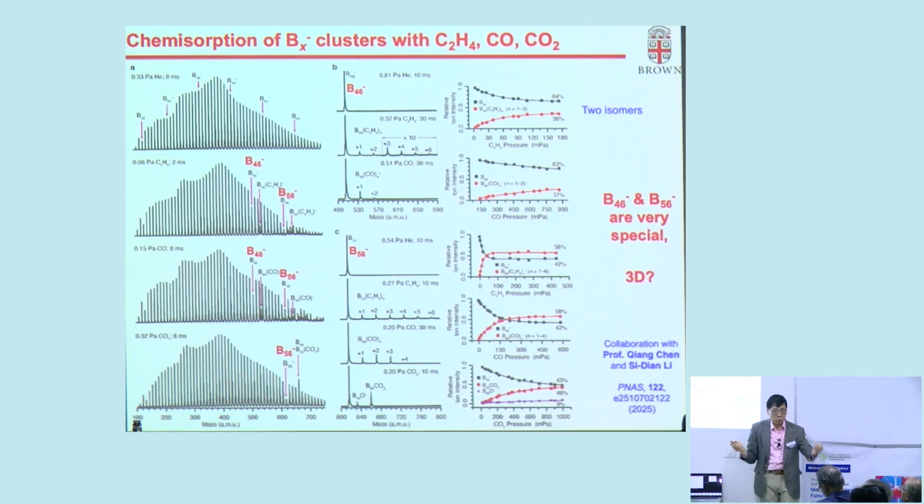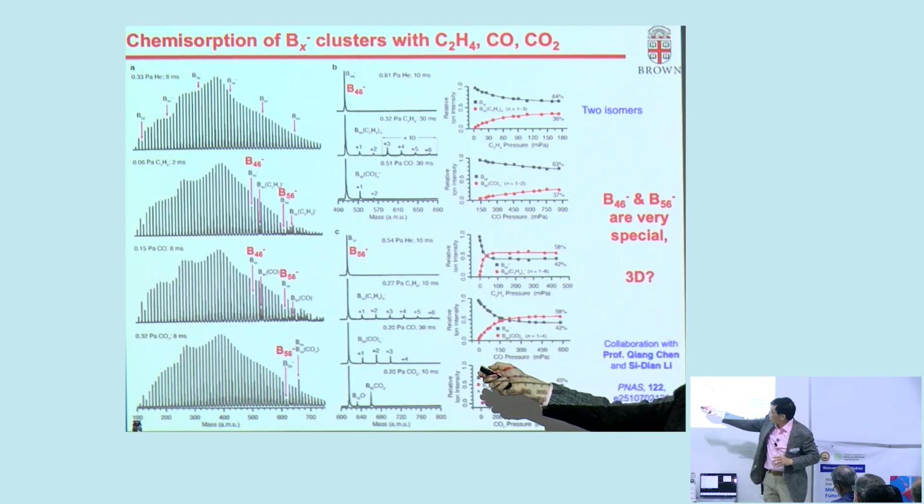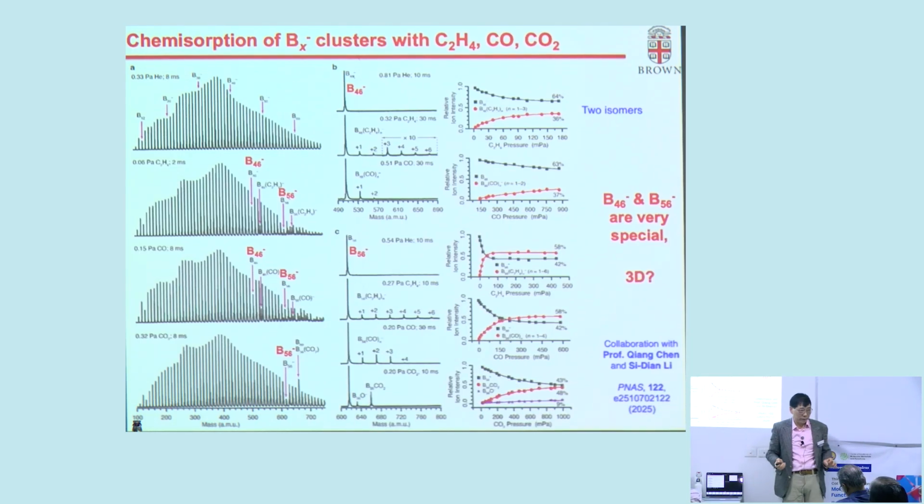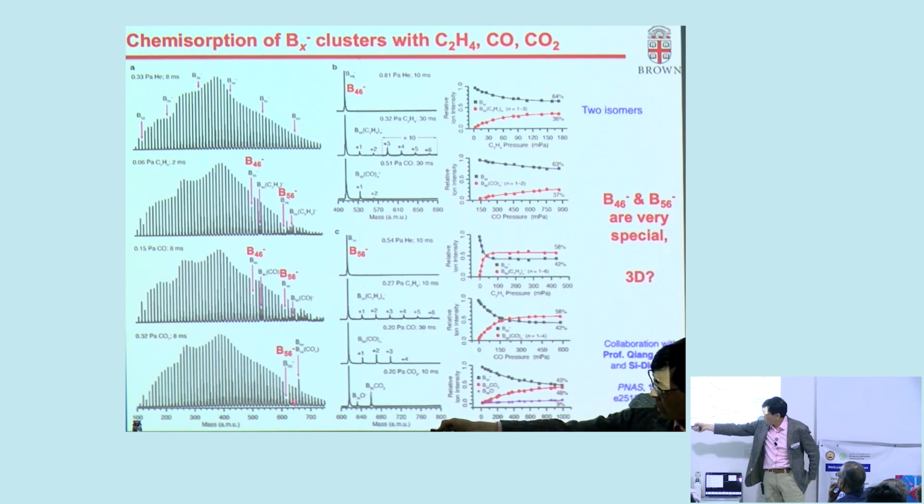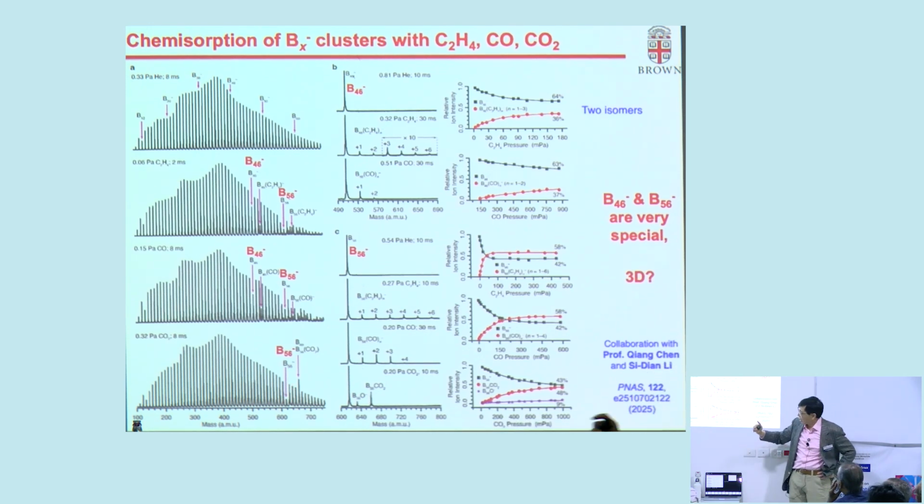46 is probably where the 3-dimensional structure appears, because we know the small clusters are all planar. They are not reactive. So that means the planar borons are not reactive. So the reactive one must be 3-dimensional, and probably has low symmetry. So there are active sites on the surface that are reactive. Actually, B56 is even more striking in the CO2 reaction. Among all up to B68, only B56 is reactive with CO2. So it must have a very special structure.